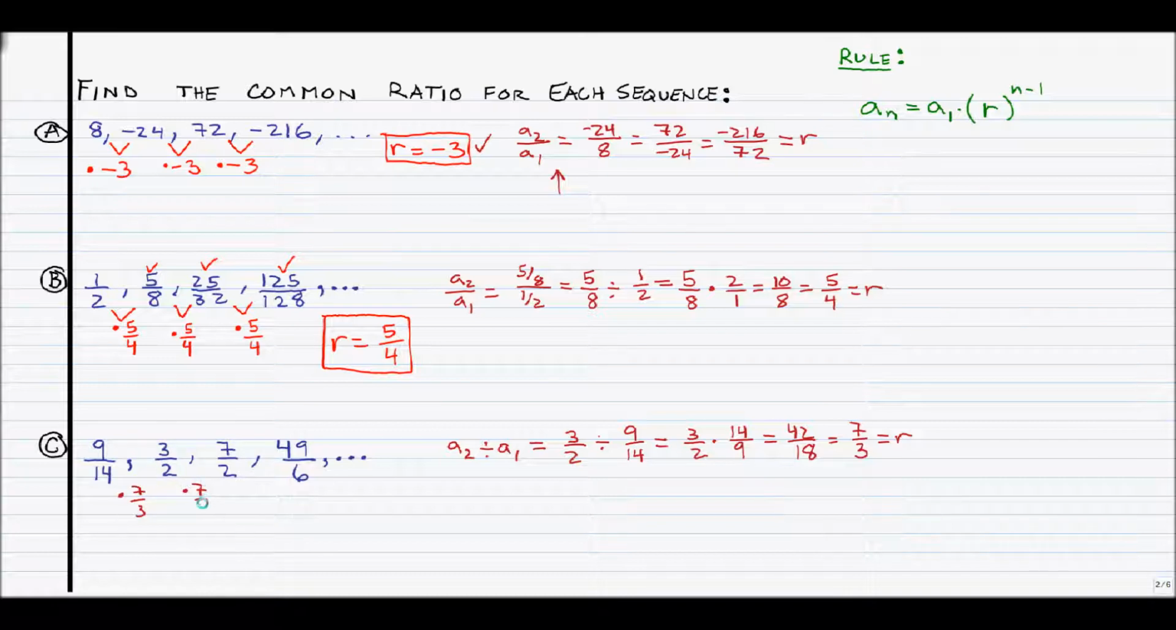If we multiply this guy times 7 over 3, you can almost see it happening. 21 over 6, divide by 3, we get 7 over 2. And then this one, finally, the pattern really becomes clear. It's like all that other stuff is kind of canceled out. 7 over 2 times 7 over 3 is 49 over 6, which is what we have. So in fact, it does appear that r is equal to 7 over 3.